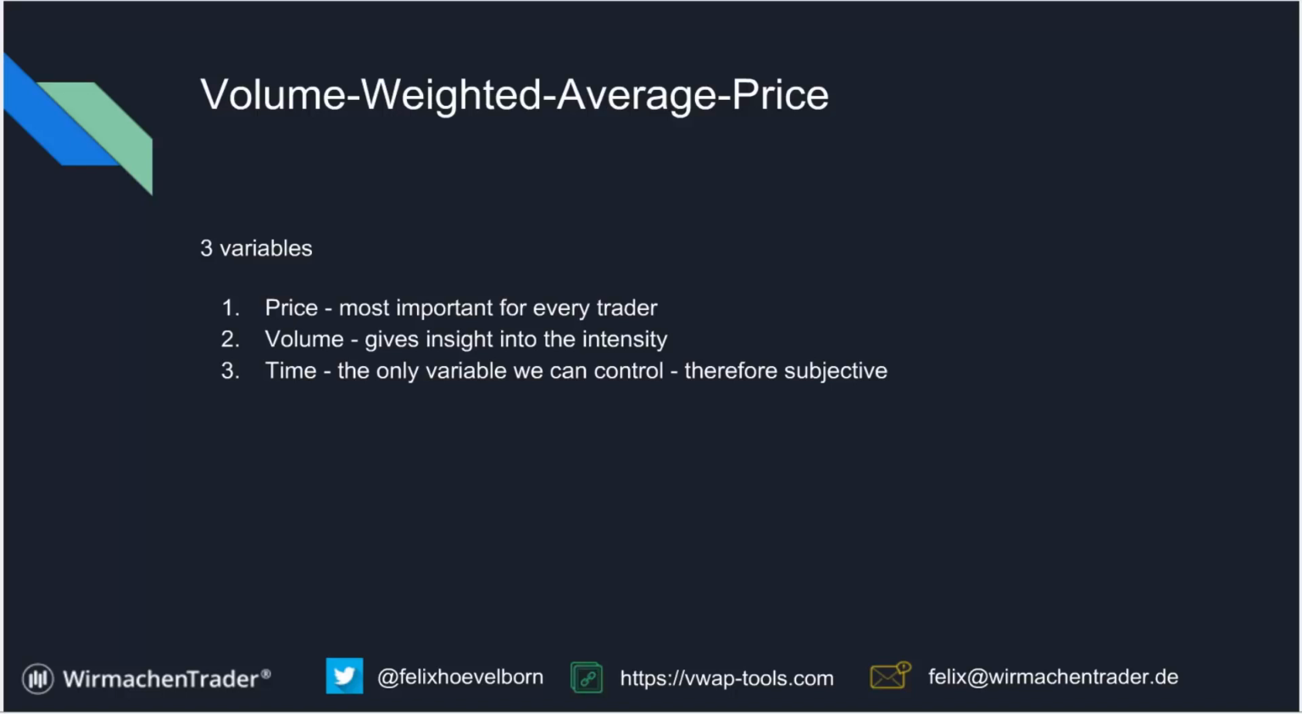So it takes the price into consideration. And price is the most important variable for every trader. This is how we keep score. If you buy low and sell high, you will calculate the difference in the price change. And whether this is an absolute or a relative value, it's the only thing that really shows if we won or lost. The second, the volume, gives insight into the intensity of different traders at different prices.